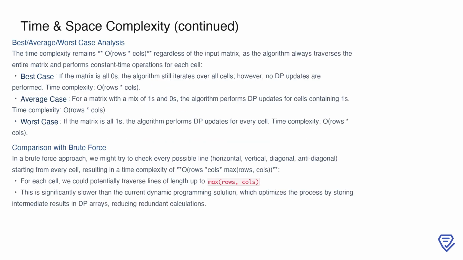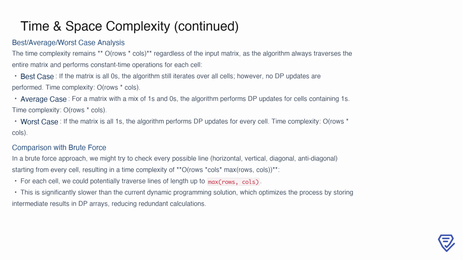The time complexity of the algorithm remains O(rows * cols), regardless of the structure of the input matrix. In the best-case scenario, where the matrix contains only zeros, the algorithm still traverses all cells but performs no DP updates. In an average-case scenario with a mix of ones and zeros, DP updates are performed for cells containing ones, but the traversal time dominates. In the worst-case scenario, where the matrix is entirely filled with ones, DP updates occur for every cell, but the time complexity remains O(rows * cols), due to the traversal step.